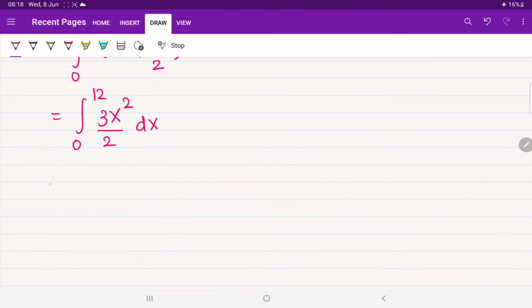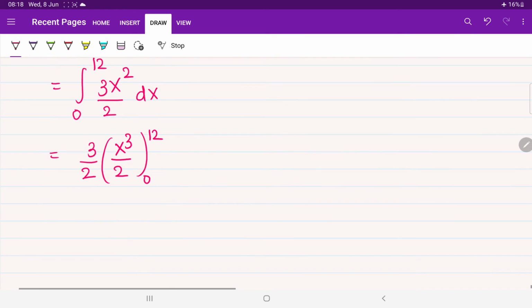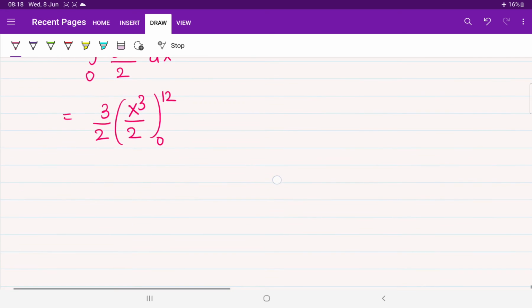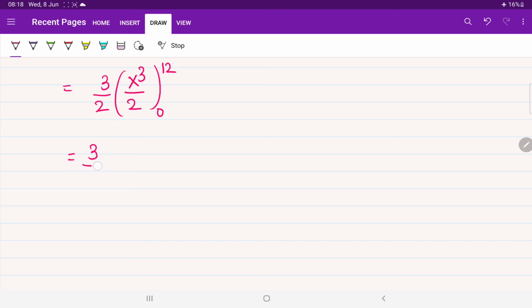Now tell me, what is the integration of x power 2? If I integrate x power 2 with respect to dx, it becomes x power 3 by 3, and the limits go from 0 to 12. Substituting, 3 by 2 into 1 by 3 becomes 1 by 2. Then the upper limit gives 12 cube, and the lower limit will be 0, so we need not consider that. If we reduce this, overall the value becomes equal to 864. You can cross check once.